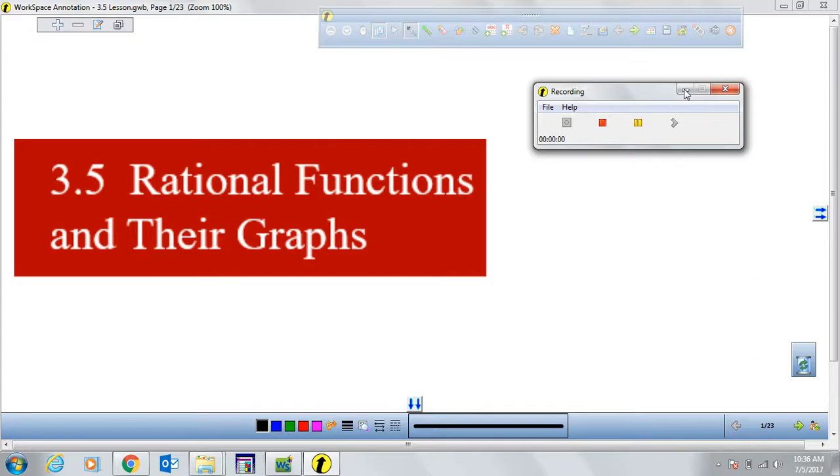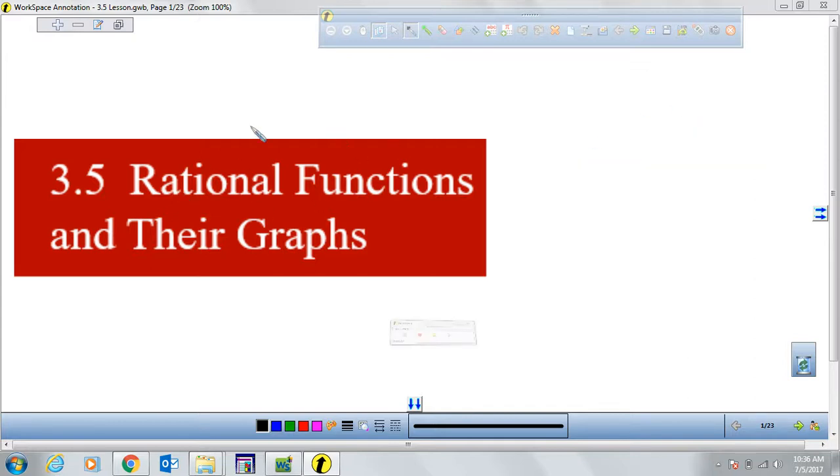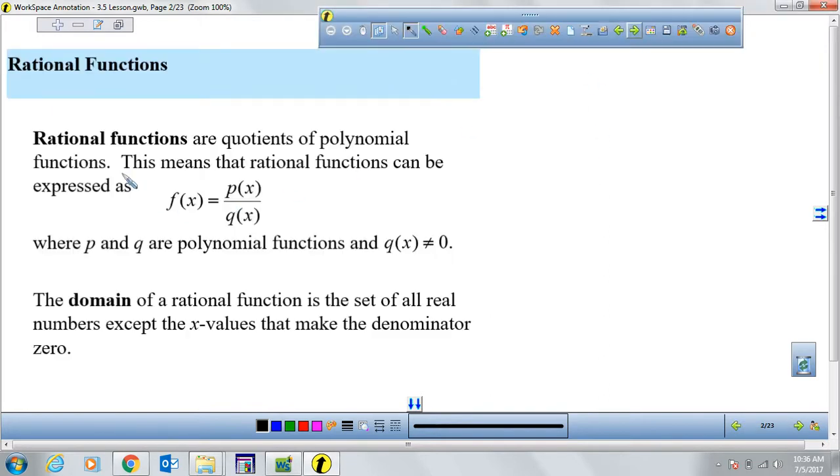On section 3.5, we're going to cover rational functions and their graphs. Now, remember what a rational function looks like. It is a function that has the variable x on the denominator. So, basically, this is the general definition. Rational functions are quotients of polynomials, mainly f of x equals a polynomial divided by another polynomial. That is what makes a rational function.